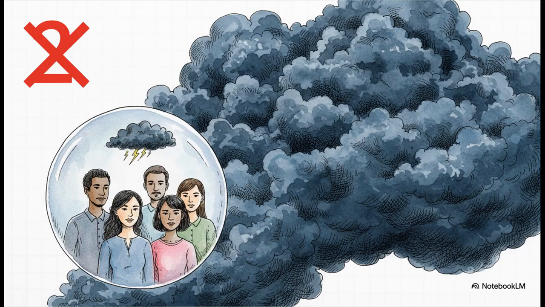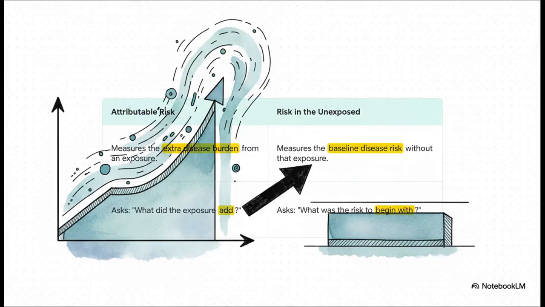Okay, on to myth number 2. This one is pretty much the total opposite of what it really is. Some people think it's the risk for folks who weren't exposed, kind of like the baseline risk you have no matter what. But nope, that's not it either. Yeah, look at this comparison. The risk for the unexposed group, that's your starting point, your baseline. Attributable risk is all about the extra stuff, the additional sickness that gets piled on top because of the exposure. It's not asking, where did we start? It's asking, how much worse did this one thing make it?